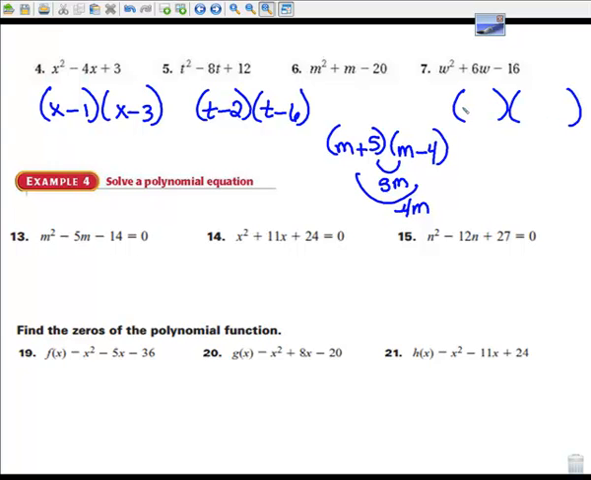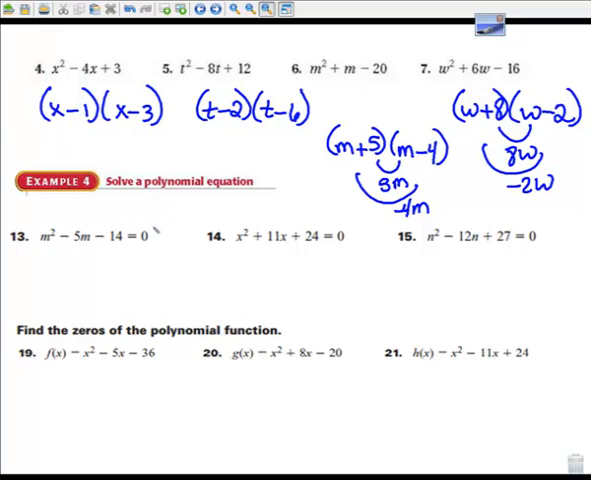Let's do this one. I'm going to get a w and a w. Again, I have to have a positive and a negative because I've got a negative final product, and I'm looking for a 6, and that's going to be an 8 and a 2. I want a positive 8 and a negative 2 because I want a positive 6, and this gives me 8w and a negative 2w, and that gives me 6w, and 8 times negative 2 is negative 16.